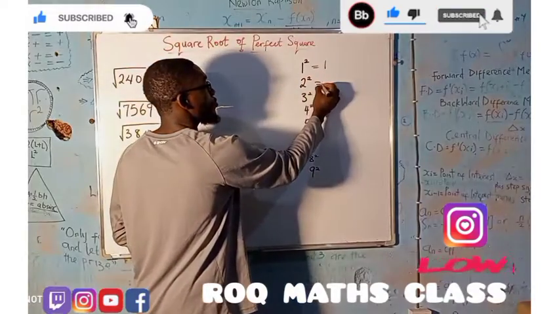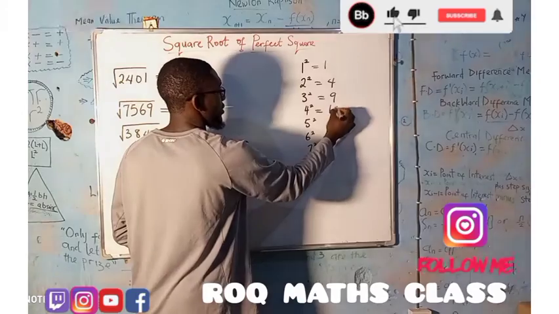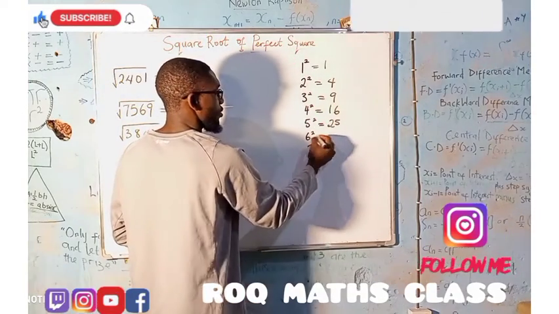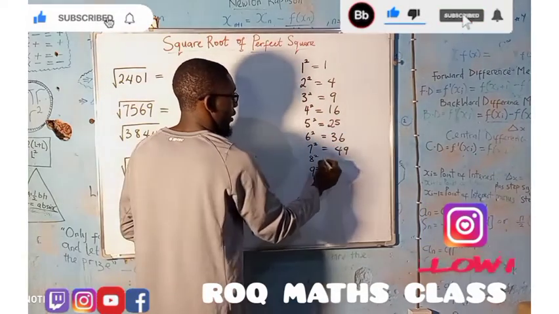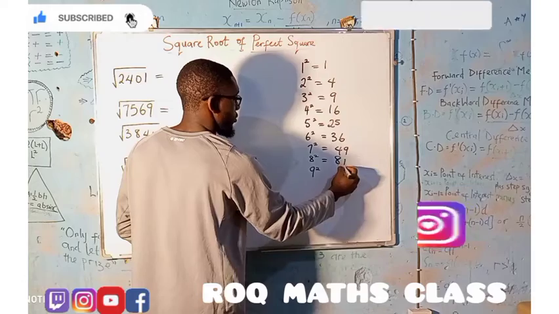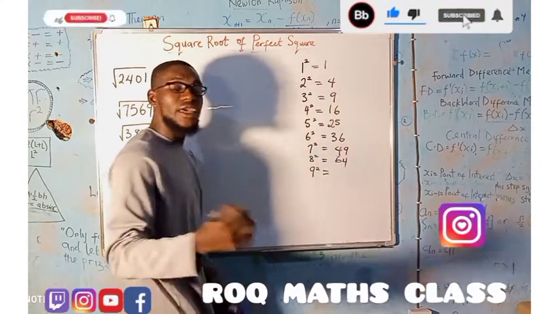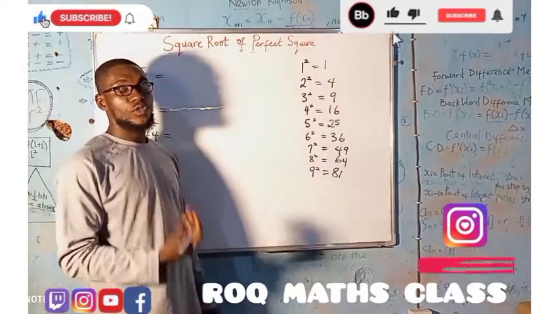1 square is the same thing as what? 1. 2 square, 4. 3 square, 9. 4 square, 16. 5 square, 25. 6 square is what? 36. 7 square, 49. 8 square, sorry, 8 square is what? 64. While 9 square is 81. So this is all we have.